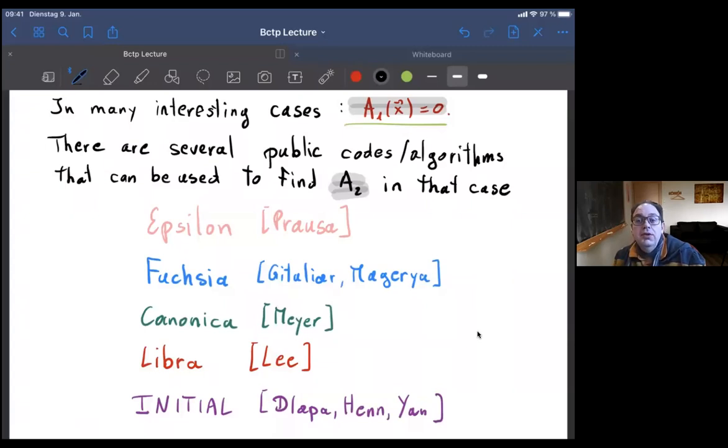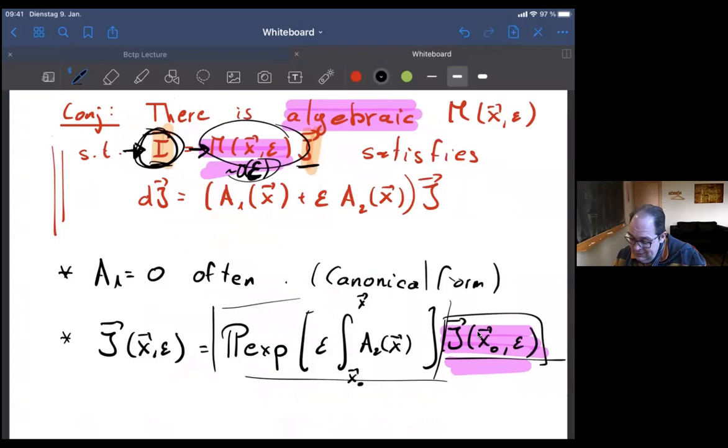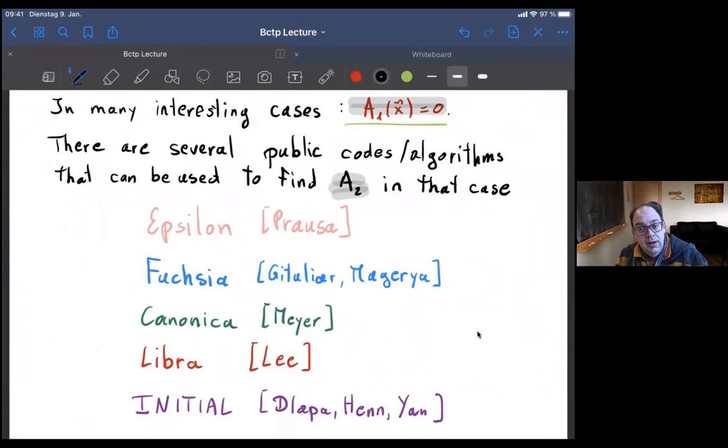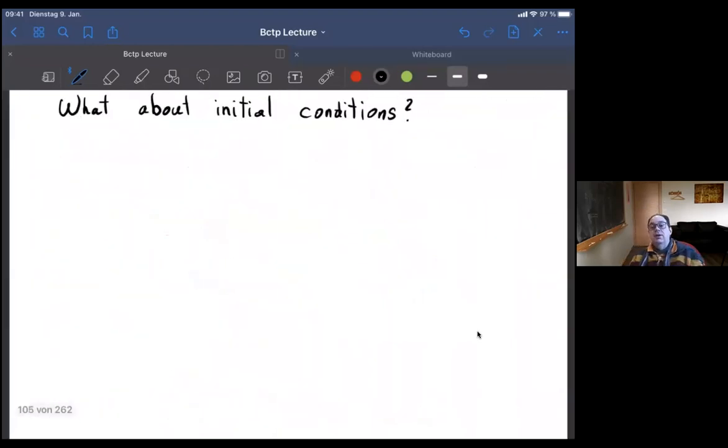But before we show you how this looks in practice, there's one thing that we haven't discussed yet, which is precisely the question of what happens to the initial condition. So how do I find it? The path-ordered exponential we have discussed now. You have to find this canonical form. In the case where A1 is 0, you have computer codes that help you to do that. I'll list them here. But then once I have it, I still need to find the initial condition. So what about the initial condition?